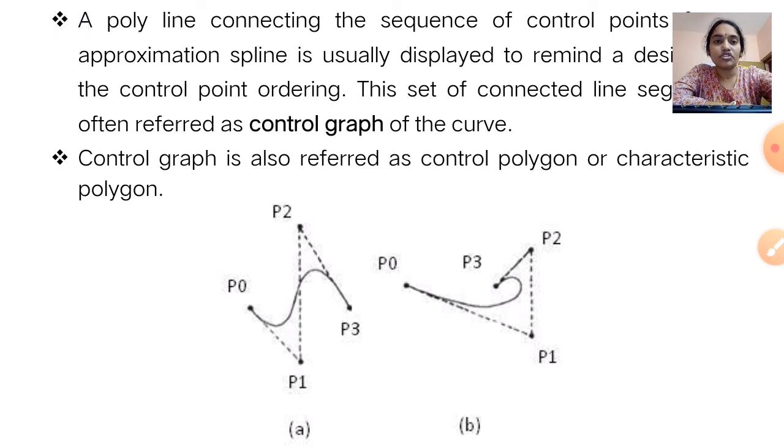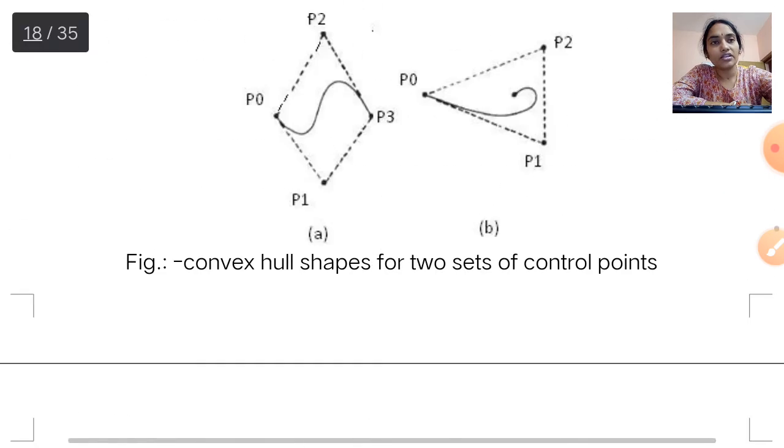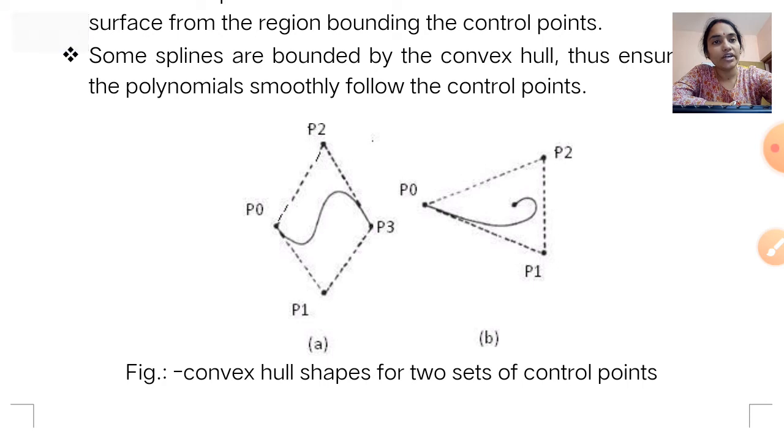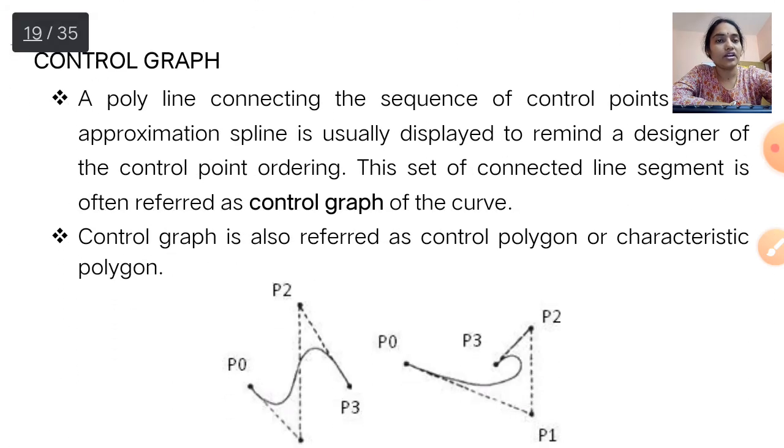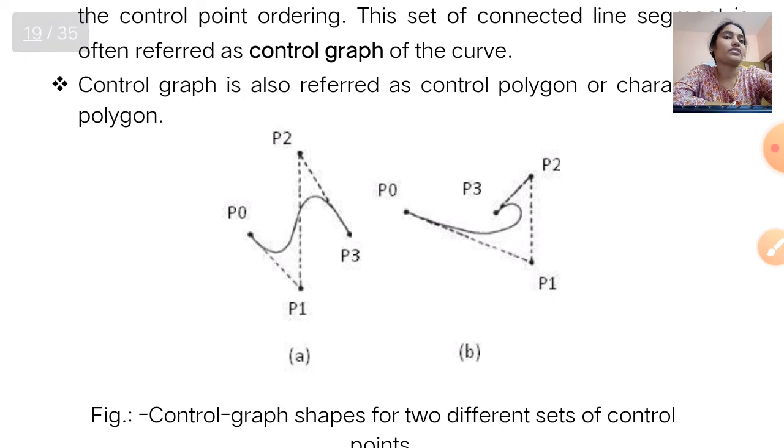Then the first position, then the control points go downwards, then upwards, then downwards. In this way the curve is also present, but in the convex hull it is a quadrilateral, while here it is a little bit different. It is not a triangular or quadrilateral shape, only the control points are in order. So this figure is your control graph shape for two different sets of control points.